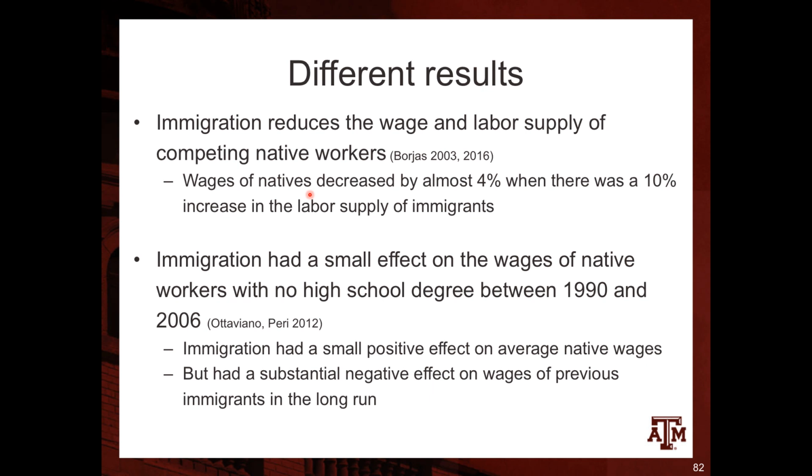of US-born workers. On the other hand, other economists show that immigration had a small effect on the wages of native workers with no high school degree between 1990 and 2006. And actually they show that immigration had a small positive effect on average native wages. So what they found is that an increase in immigration to the country actually had a positive effect on the earnings of US-born workers. But they also show that immigration had a substantial negative effect on wages of previous immigrants in the long run.